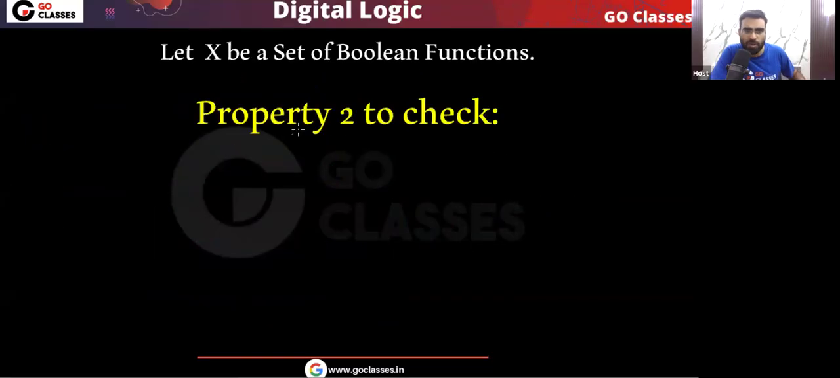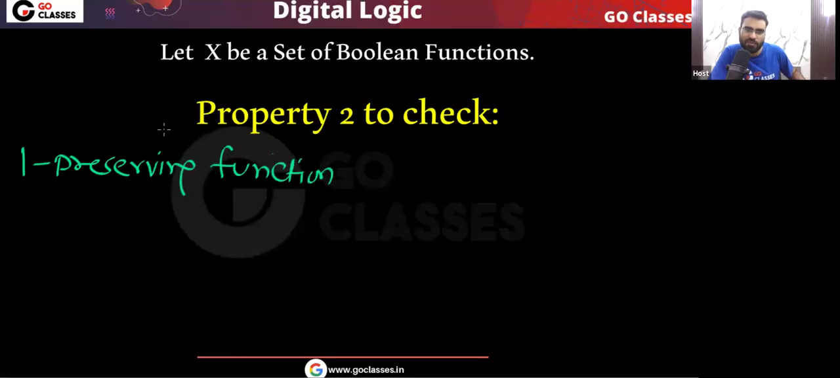Now let's see the next property to check. What is the second property to check? That is one preserving. Tell me the definition of a one preserving function. It is very similar to a zero preserving function. What is the definition of a one preserving function?